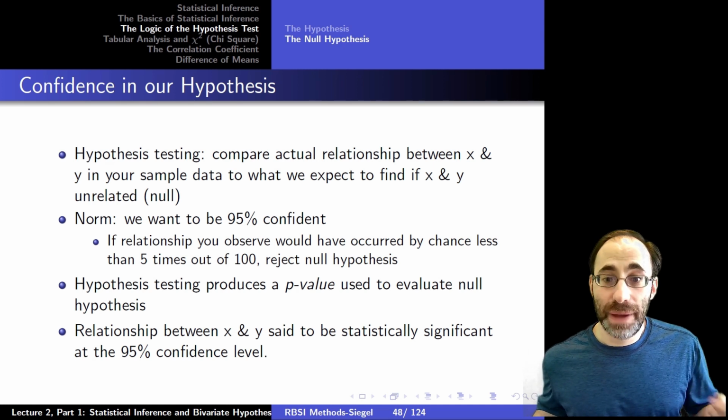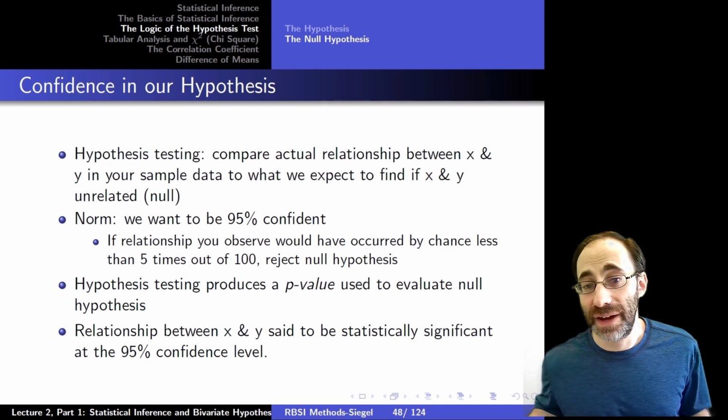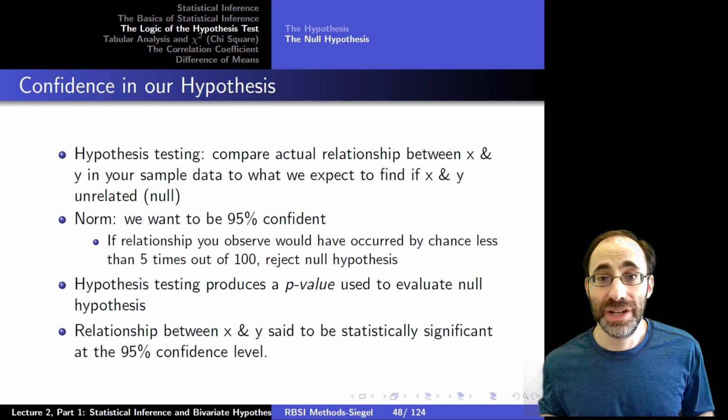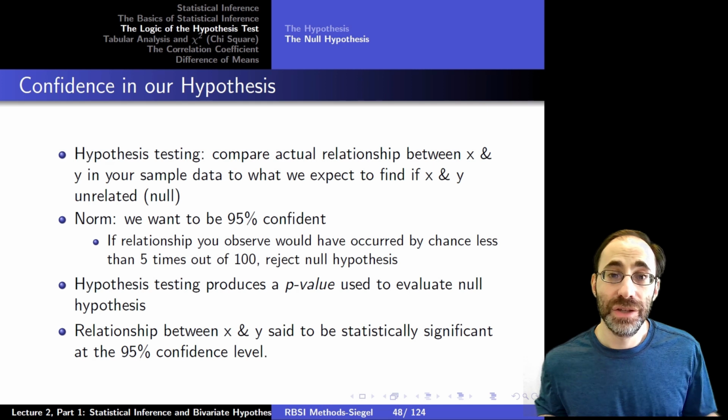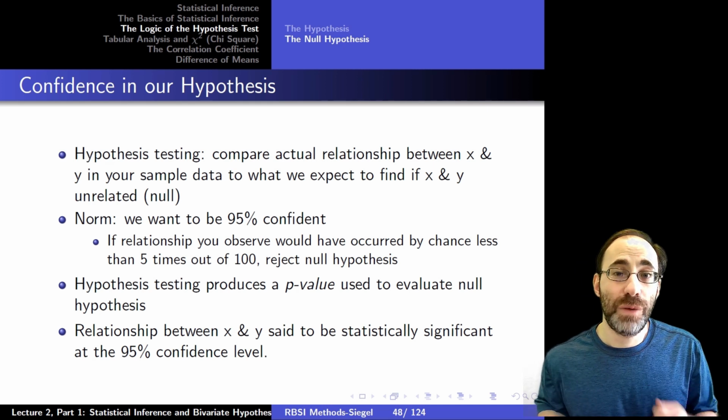So this test, again, is to compare the actual relationship between x and y in the sample to what we expect to find if they're unrelated, right? So we're trying to compare what we saw in the sample data to the null hypothesis of what we would expect to see between x and y, which is nothing. They're not related.